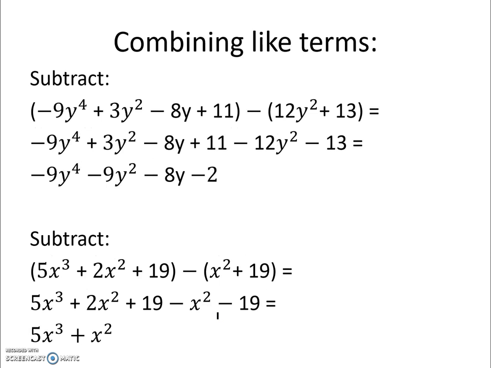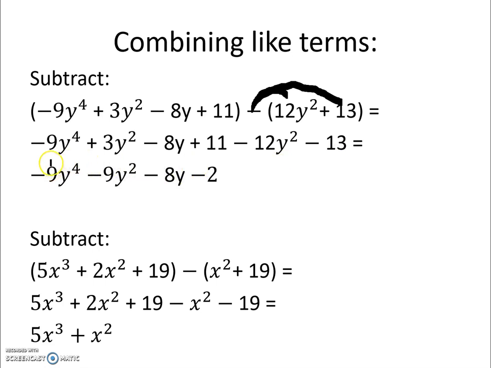Combining like terms and subtracting, we think of this as a negative 1, so we'll want to distribute that to each of those terms in the parentheses, and when we do that, we get a negative 12y squared minus 13.